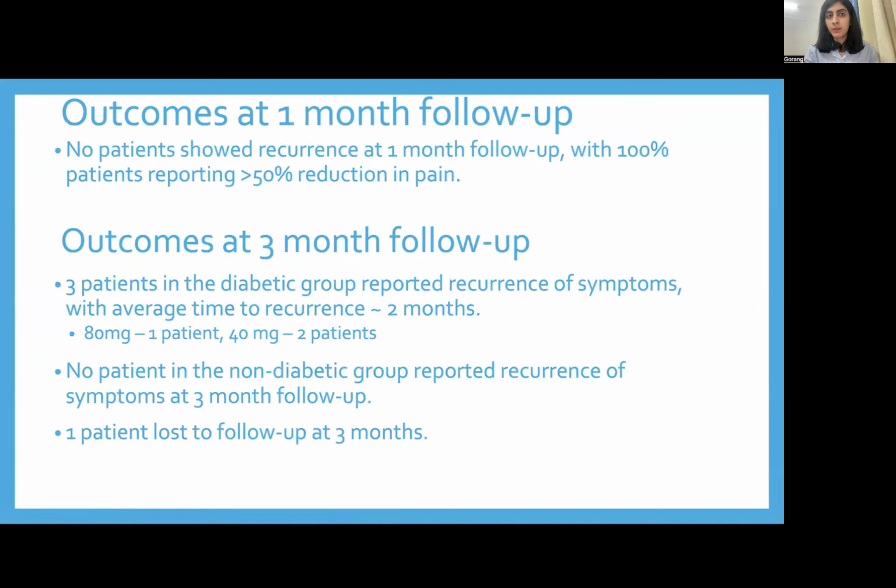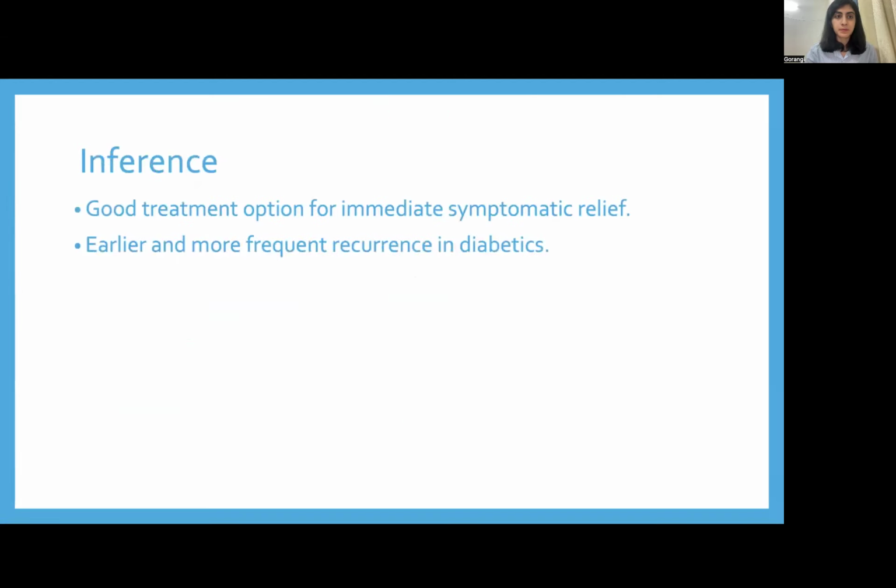So at 1 month follow-up, no patients showed recurrence, and all patients reported a significant improvement in clinical symptoms. At 3 month follow-up, we had 3 patients in the diabetic group who reported recurrence with average time to recurrence of 2 months. 80 mg was administered in one of those patients, and 40 mg was administered in 2 of these patients. No patient in the non-diabetic group reported recurrence of symptoms at 3 month follow-up, and unfortunately, we lost 1 patient to follow-up at 3 months.